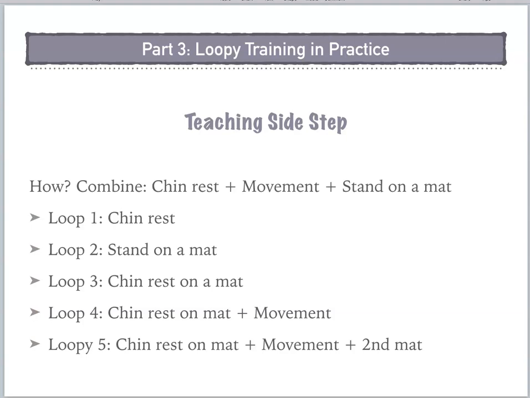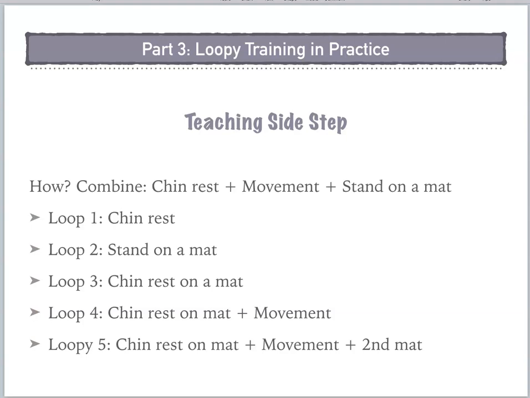So I have the chin rest behavior, I have the follow the chin behavior, both of them taught with clean loops. And then I also have a stand on the mat behavior taught separately with another clean loop. Then I can start putting things together. So then I have my chin rest on a mat. Can you come onto the mat and do a chin rest? And if that is the case, can you come onto the mat and do a chin rest and do movement? So then I've now combined those three loops into one complete loop.